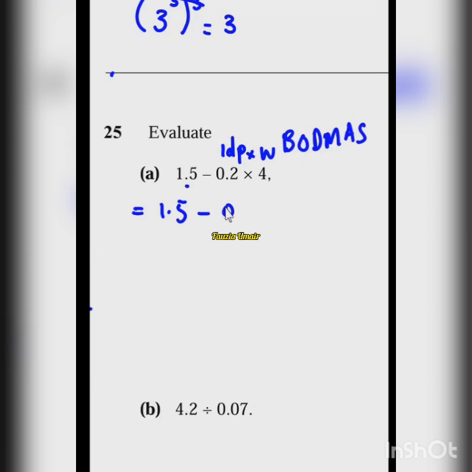0.8. Very good. So now if I subtract this, 1.5 minus 0.8, who can tell me what is the answer of this subtraction? 0.7. This is 0.7. Very good. Easy peasy.